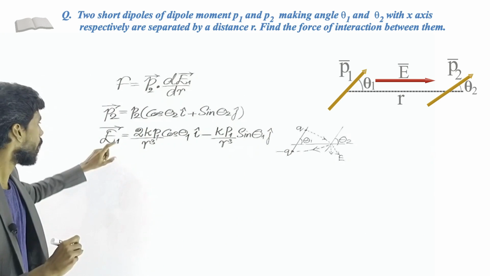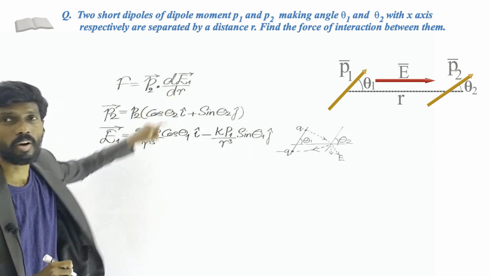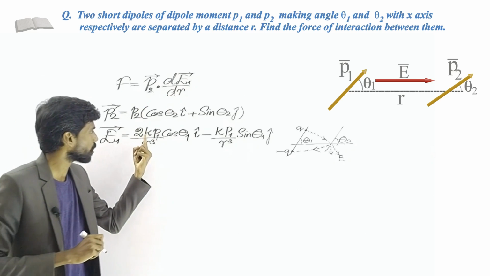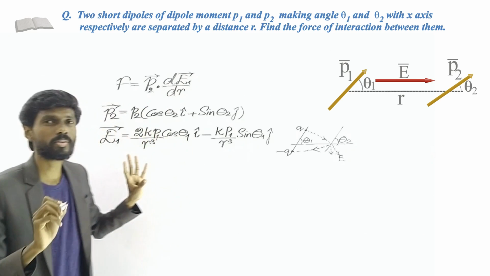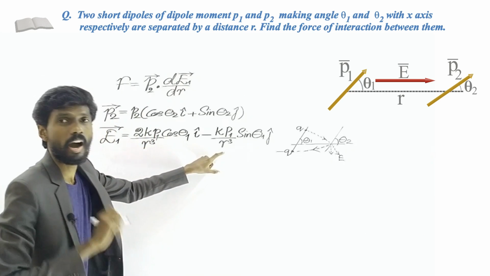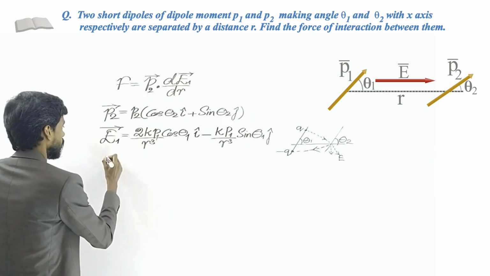Done. Now we have to find the derivative of this with respect to r. The rest of these values are constant: k, p1, theta 1, all these values are constant. The only variable here is r. That's all. So let us write it again.